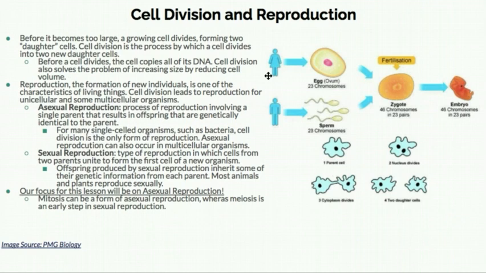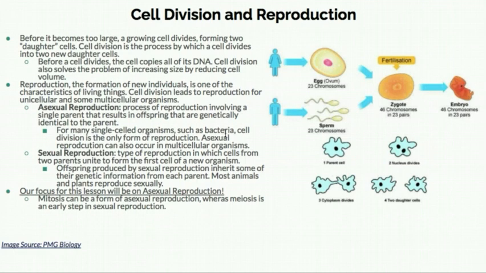Before a cell divides, the cell copies all of its DNA, and cell division also solves the problem of increasing size by reducing volume. So, reproduction, the formation of new individuals, is one of the characteristics of living things. And here are two types of reproduction. We have asexual reproduction and sexual reproduction. Asexual reproduction is the process of reproduction involving a single parent that results in offspring that are genetically identical.